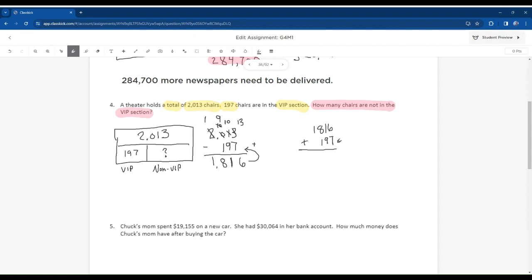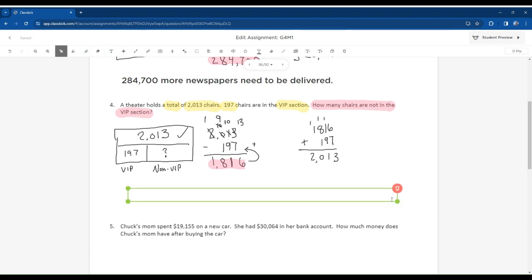6 plus 7 is 13. Down to 3, carry the 1. 1 plus 1 is 2, plus 9 is 11. 1 plus 8 is 9, plus 1 is 10. And I get 2,013, which again was my starting amount. So I know that this is the correct difference. So, as a sentence, we could say there are 1,816 chairs that are not in the VIP section.